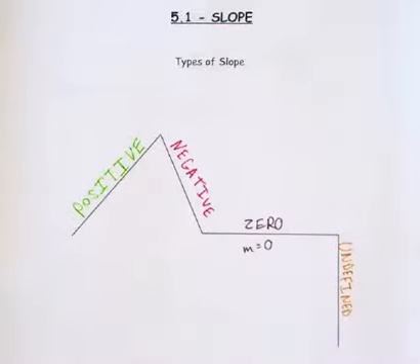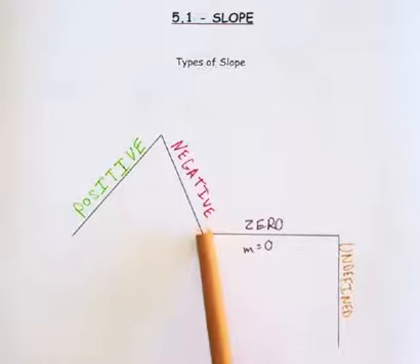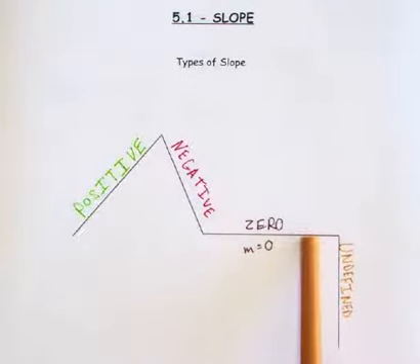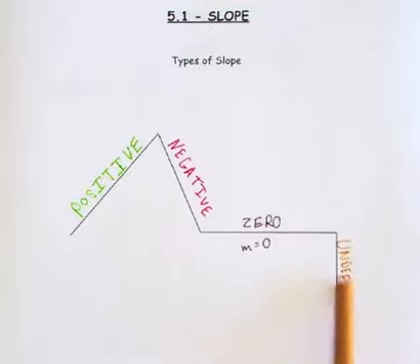So if we're going up as we go to the right, positive slope. Down as we go to the right, negative slope. If we're going straight, not going up or down as we go to the right, it's a 0 slope. And if we're going straight down or straight up, that is undefined.